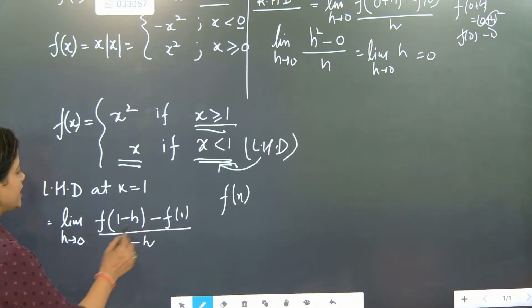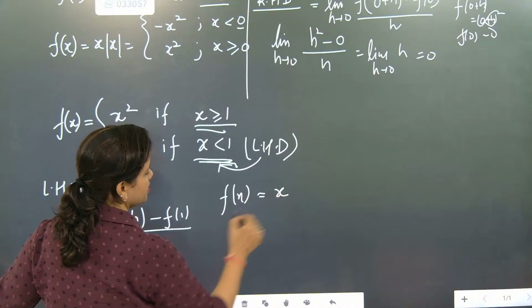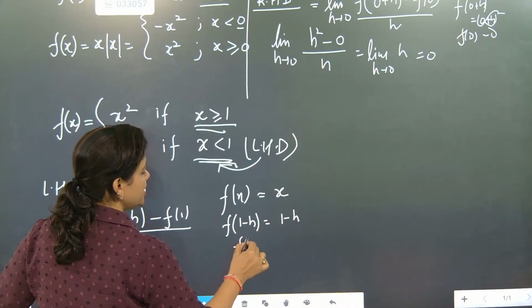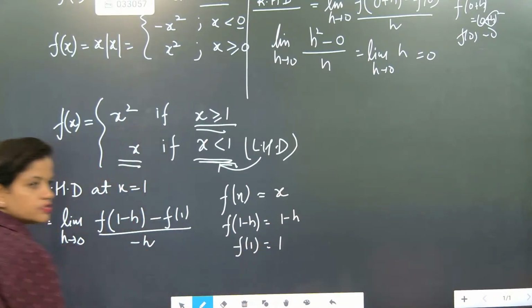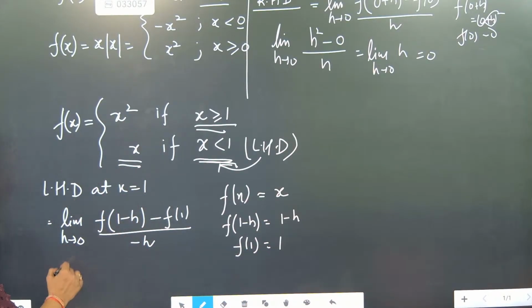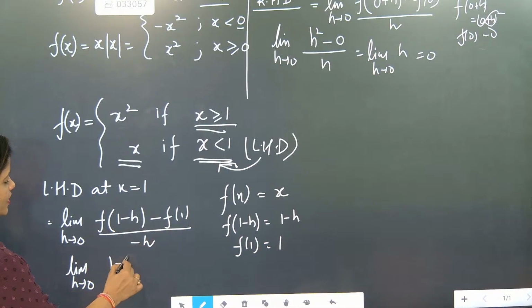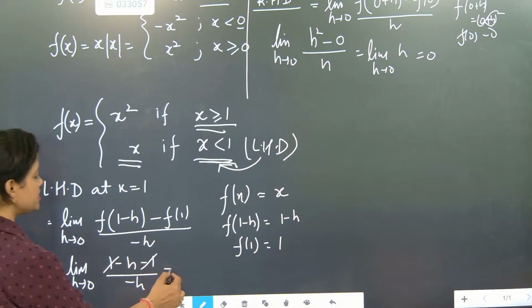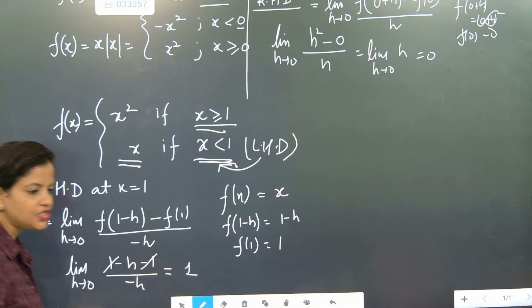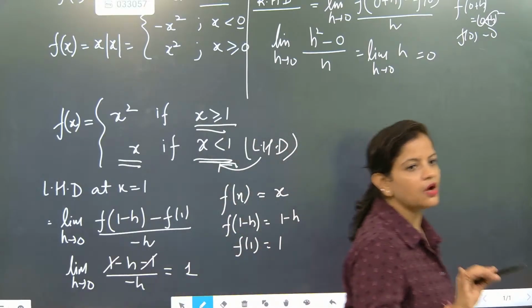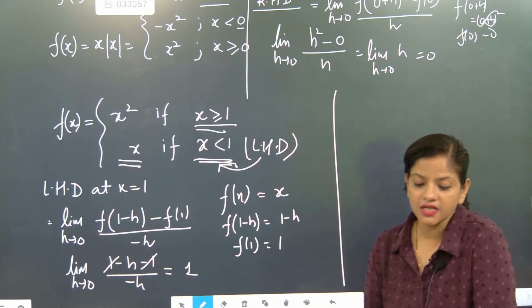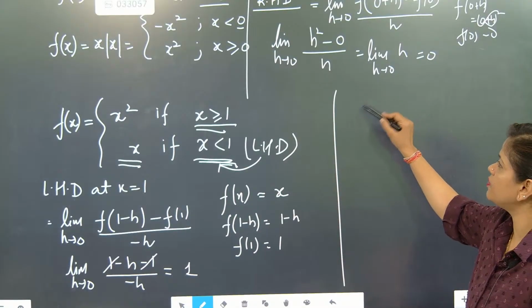So when you are writing like this, f of x is x. Then f of 1 minus h will become 1 minus h. F of 1 will become 1. So these three values we are going to substitute here. So your limit h tends to 0, 1 minus h minus 1 by minus h. Cancel, minus h by minus h will become 1. So the LHD value is very nicely coming as 1. And this is the way to solve differentiability. Please come out of NCERT. Some section questions are definitely going to be tough.